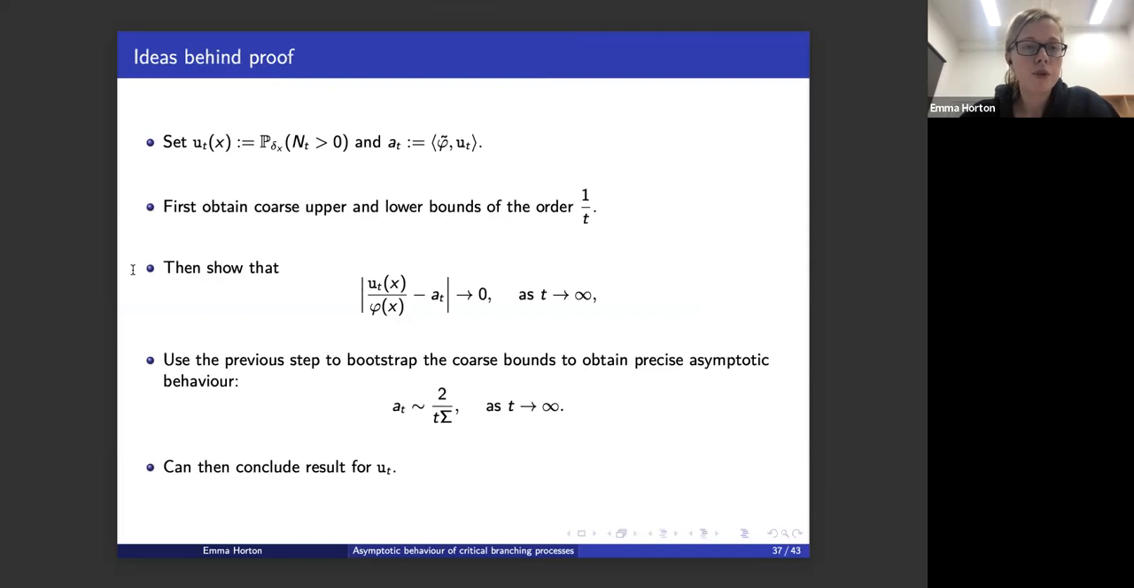So the proof behind this is not very probabilistic. It's very reliant on PDE type techniques. So the general strategy is to look at the survival probability and also this term AT, which is the UT integrated against the stationary distribution. And the first step will be to obtain coarse upper and lower bounds of the order 1 over T. So we'll show that there exist some constants C1 and C2 such that UT and AT are sandwiched in between C1 over T and C2 over T.